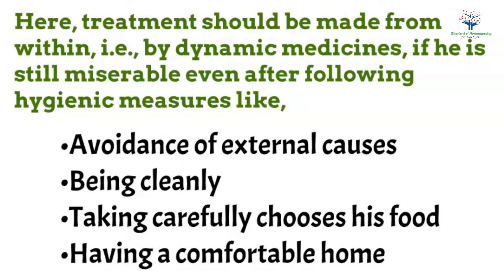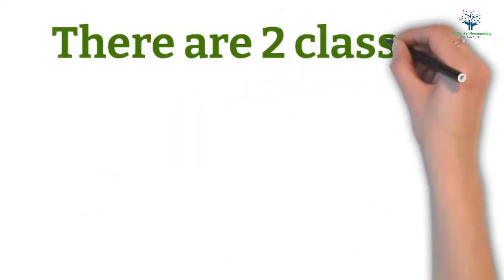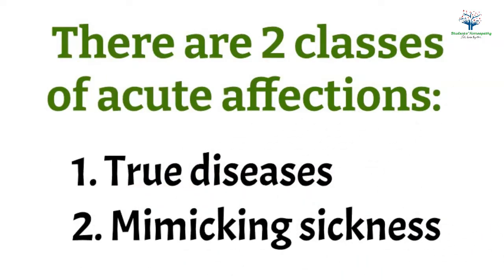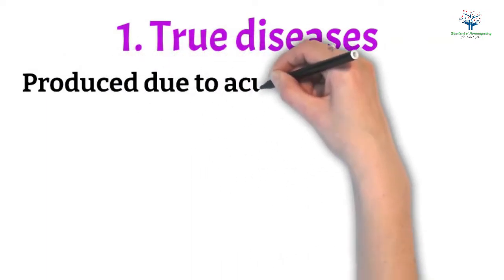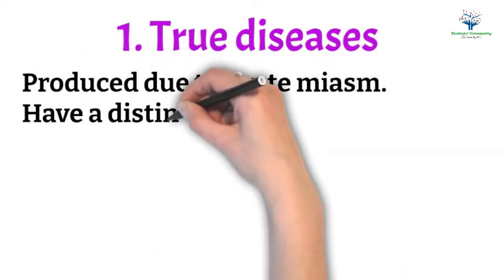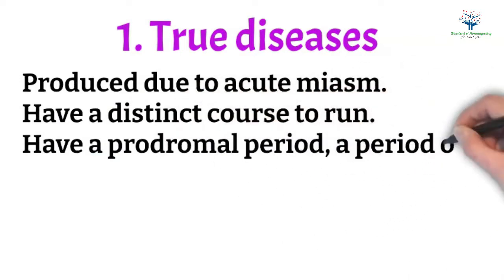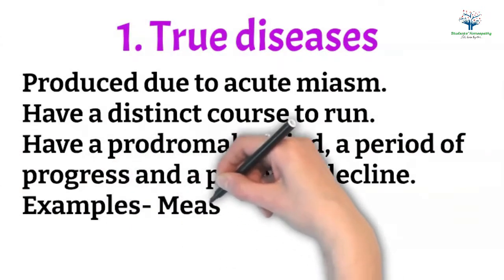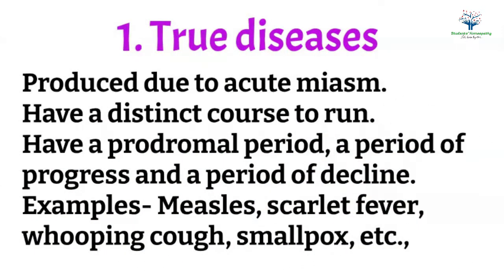So now come to acute affections. There are two classes of acute affections: true diseases and mimicking sickness. True diseases are produced due to acute miasm. They have a distinct course to run. Usually, they have a prodromal period, a period of progress, and a period of decline, like your measles, scarlet fever, whooping cough, smallpox, etc.